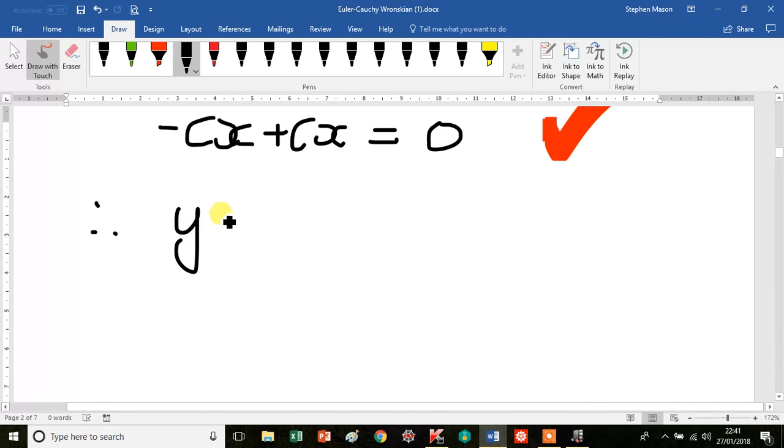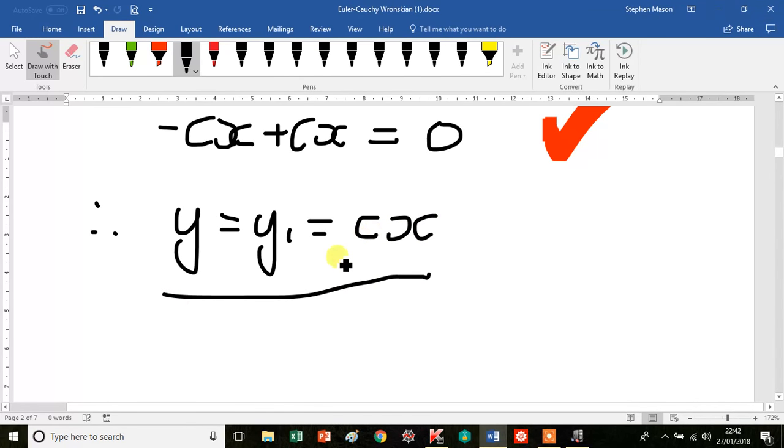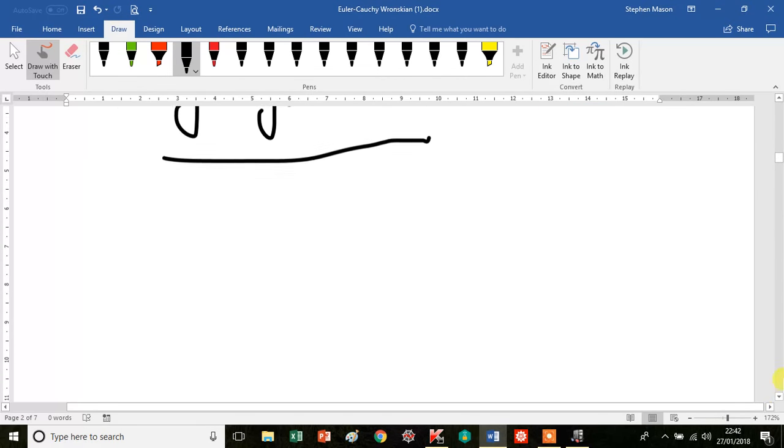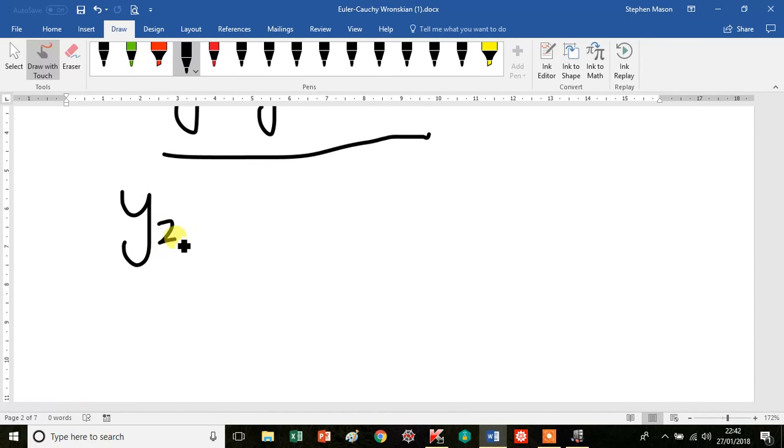y equals, I'm actually going to write it like y equals y1. Y is ultimately going to be the general solution, but the first linearly independent solution is equal to cx. So we've established that that is a linearly independent solution. Now, how do we go forward from there and work out y2?